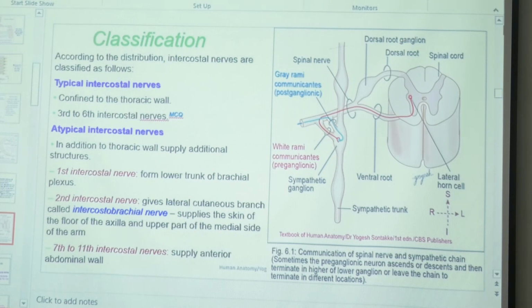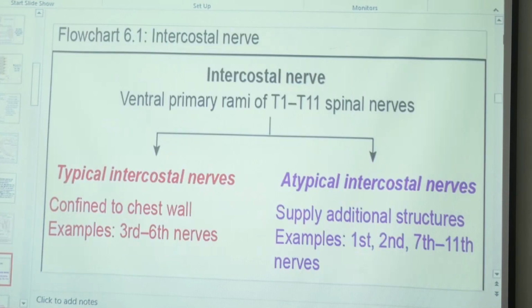And 7th to 11th intercostal nerves supply the anterior abdominal wall. So the typical nerves, confined to the chest wall, are 3rd to 6th. Atypical are first, second, and 7th to 11th. First supplies the lower trunk, second gives the intercostobrachial nerve, and 7th to 11th supply the abdomen. That's why they are atypical.